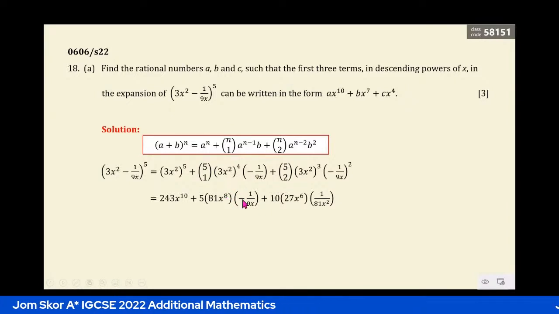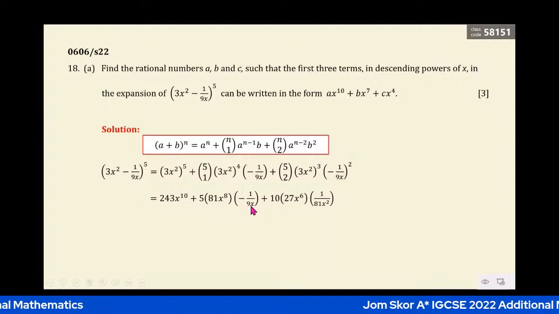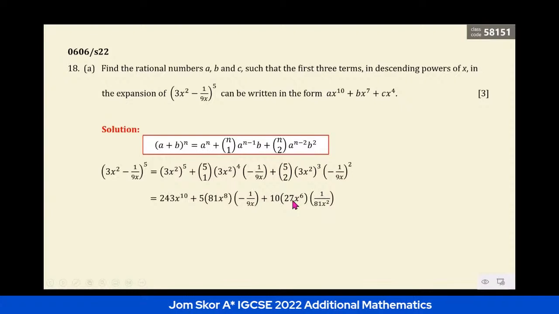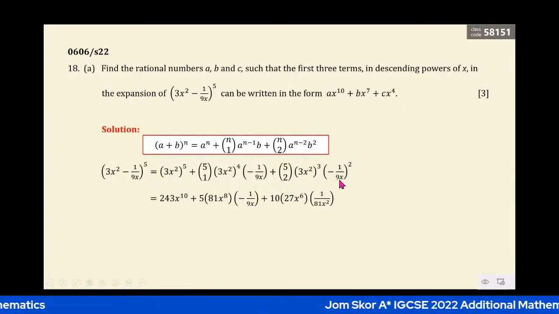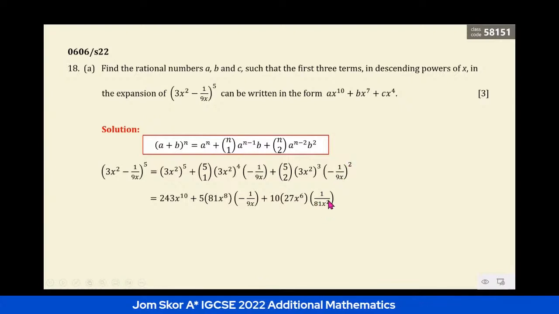Alright, so this one is negative 1 over 9x. Duduk je dalam bracket tu diam-diam. Okay, 5C2 is 10. So 3 cube is 27. X to the power of 6. Yang ini negatif pun kena square, so dia akan jadi positif. 1 square dia jadi 1. 9 kat bawah ni pun kena square, dia jadi 81x square. Okay.